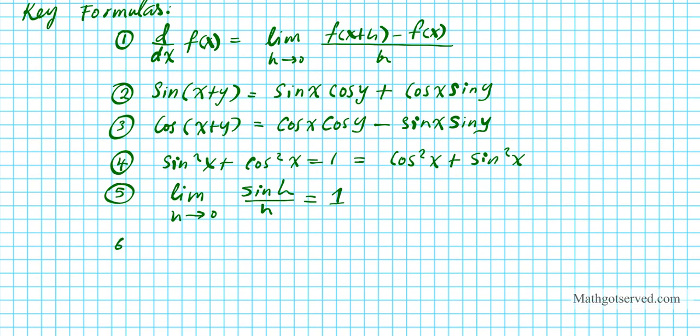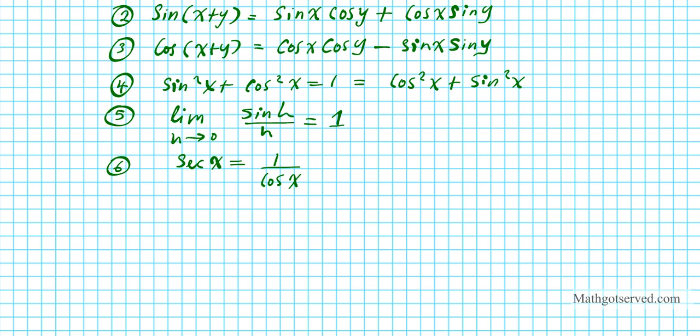Formula number 6 is an identity. It's not a complicated one, it's a reciprocal identity for two functions. You just need to remember that secant x equals the reciprocal of cosine: 1 over cosine x. So we have all the key formulas that we need to execute this proof. I'm going to be making reference to them as we go. Let's get started.